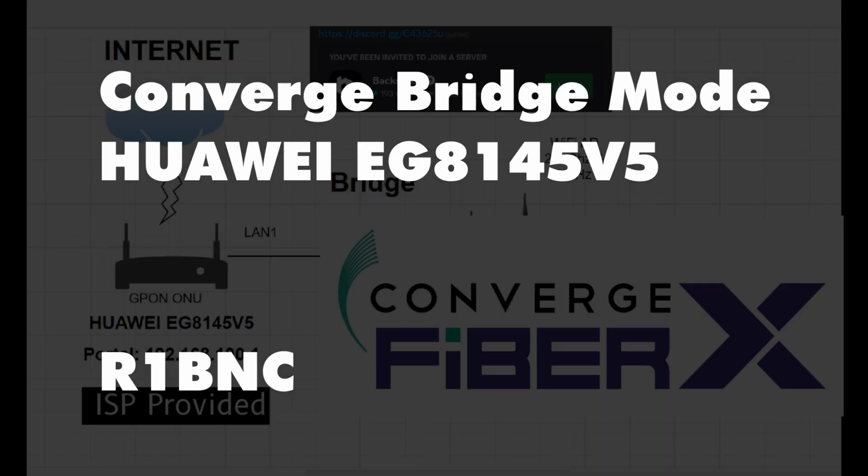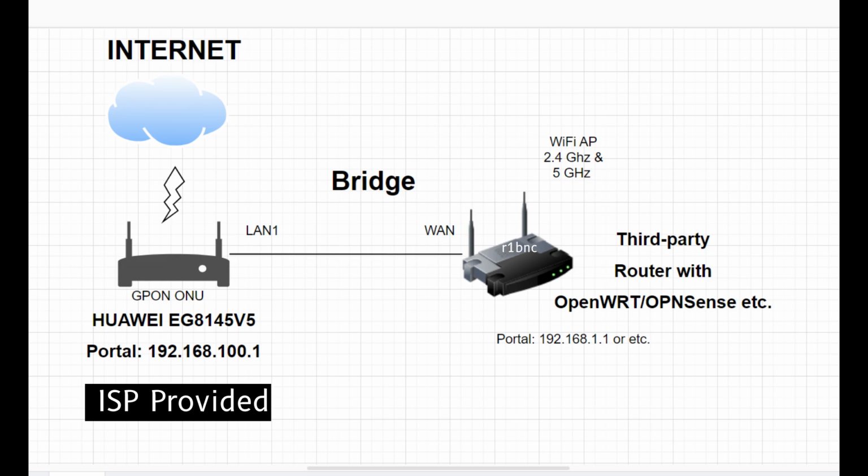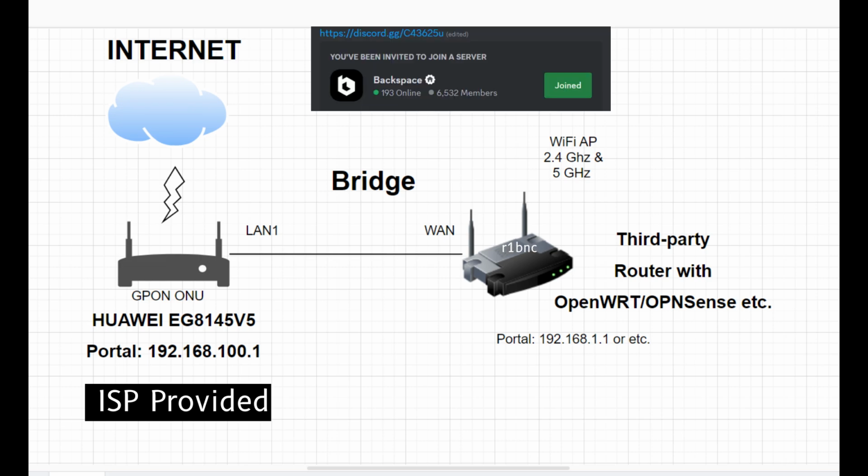Quick guide on how to bridge our Converge router. Please take note of the following requirements. Our third-party router is connected to the LAN 1 of our Converge, and we're connected to the third-party router using LAN or Wi-Fi.